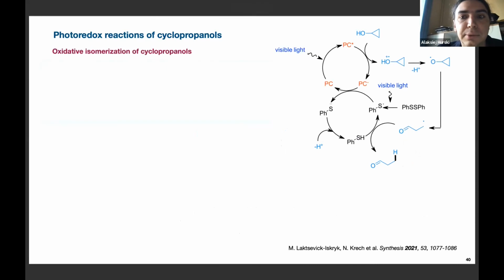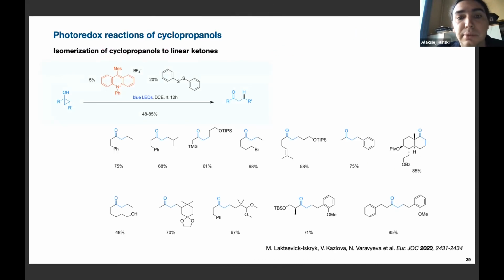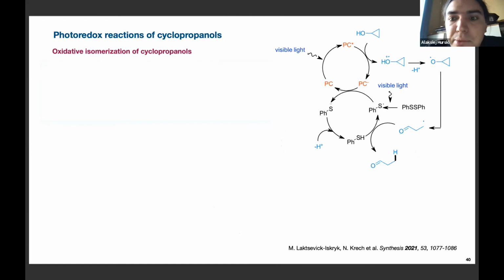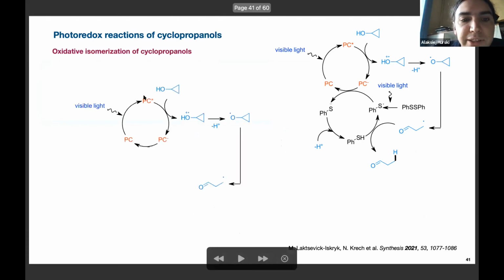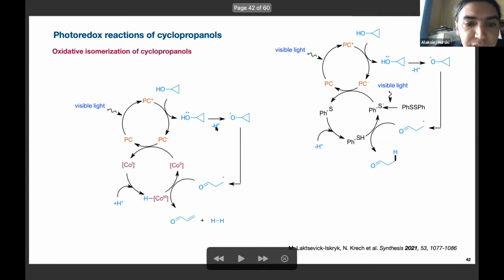Okay, we developed a new method, and then we said, okay, we have an efficient tool, this photoexcited acridinium catalyst, for the one-electron oxidation of cyclopropanol. What else can be used instead of this thiophenol catalytic cycle? We found out that cobalt catalysis can be used in combination with acridinium as well, and this reaction provided alpha,beta-unsaturated carbonyl compounds.